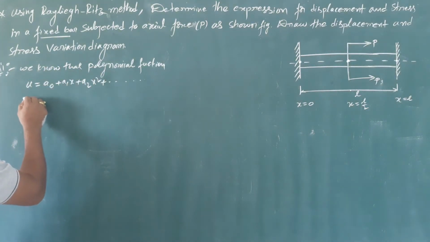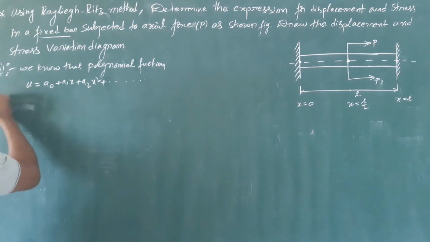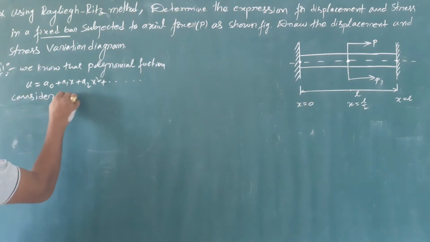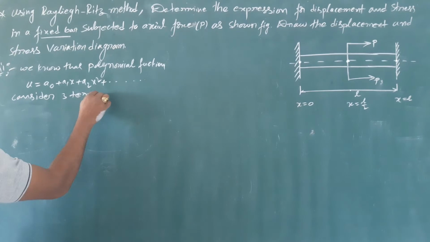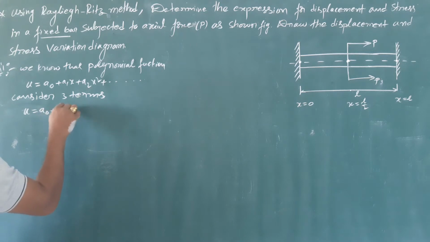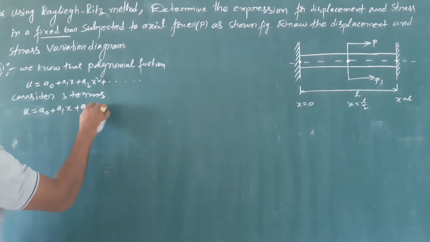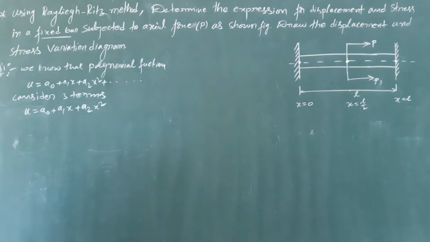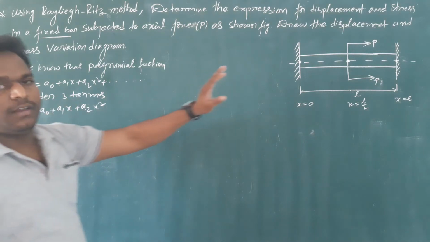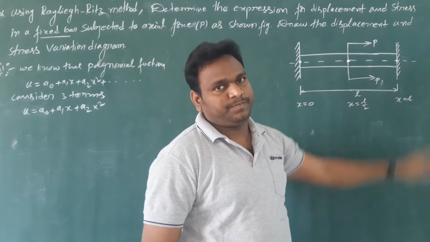That is, u is equal to, let's consider three terms, that is u is equal to a0 plus a1 x plus a2 x square. This is equation 1, the polynomial relation for this entire fixed beam.